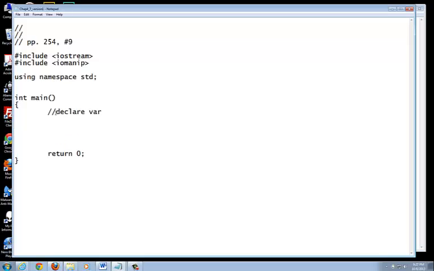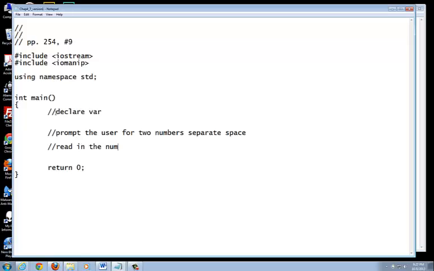Prompt the user for 2 numbers, separated by a space. That's one. The next thing I'd like for you to do is, once you prompt the user for the 2 numbers, separated by the space so they can input that in, read that number in. How do you read that data in? You read that in by doing what? A cin. Remember how you read the number in?